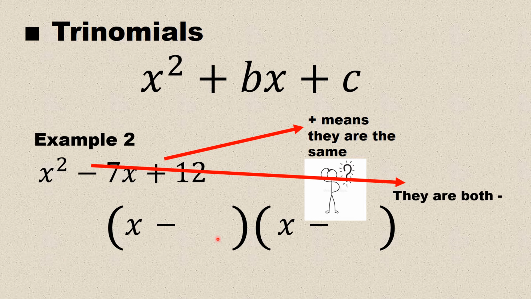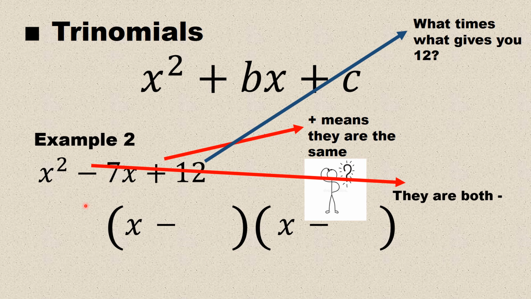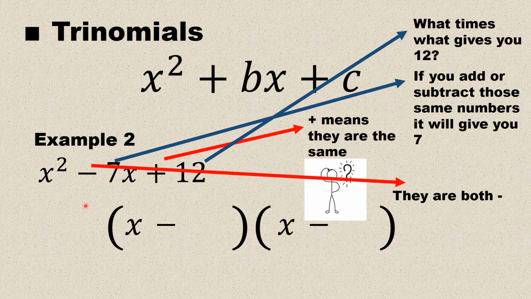And then you say, what times what gives you 12? If you add or subtract, it must give you 7. Okay, what times what gives you 12? If you add and subtract those numbers, it will give you 7. So let's just quickly do it. 4 times 3 is 12, and 4 plus 3 gives you 7. Always write the biggest number first. 4 and 3. So let's just check ourselves. Minus 4 minus another 3 gives you minus 7. A negative times a negative is a positive, and 4 times 3 gives you 12. Correct.